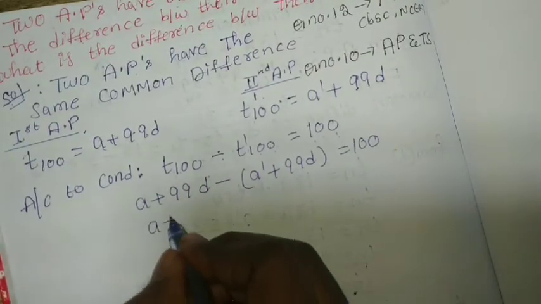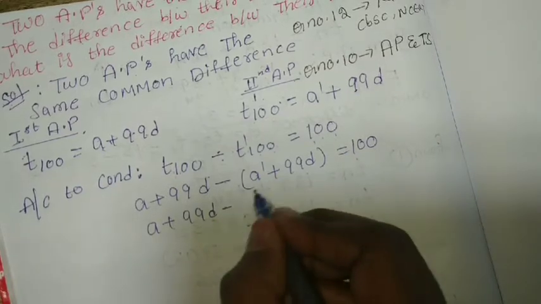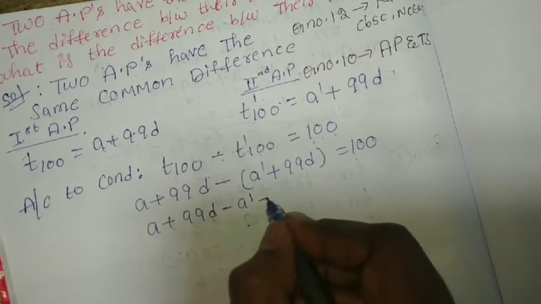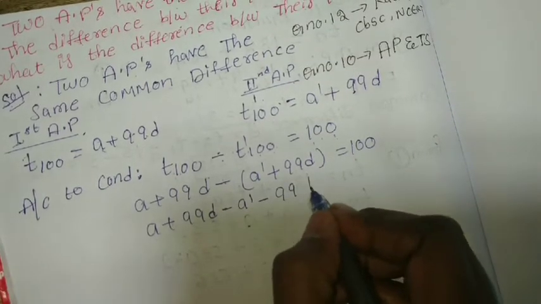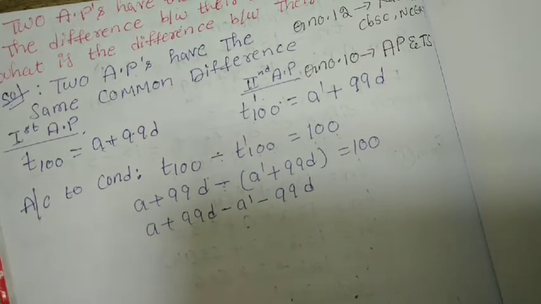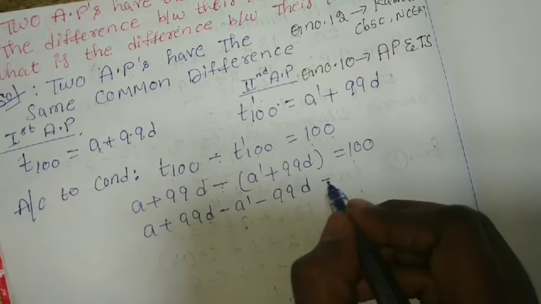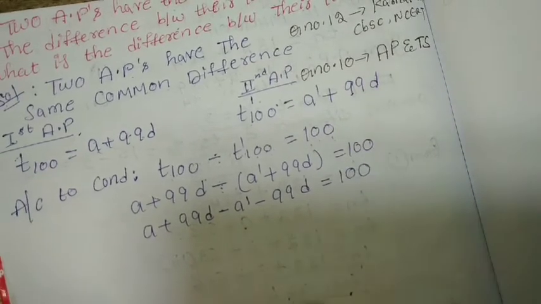Now A plus 99D, subtract this: minus A dash, minus into plus, minus 99D. If you don't know what minus into plus, minus into minus means, I already gave it in the description box. Please check once. Those are the basics. You must learn those. Is equal to 100.